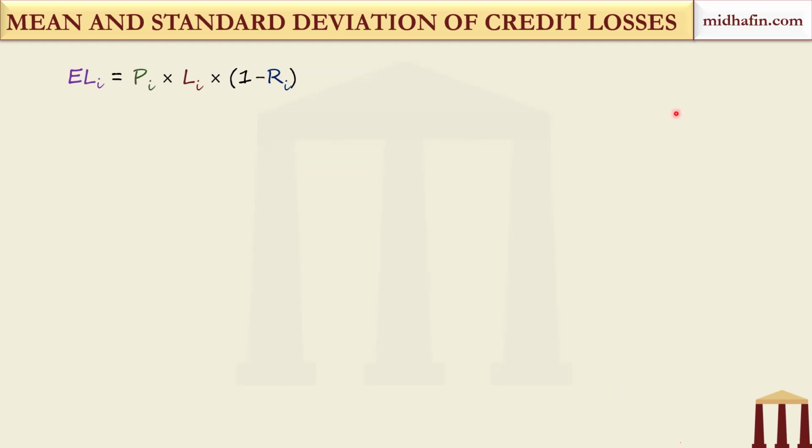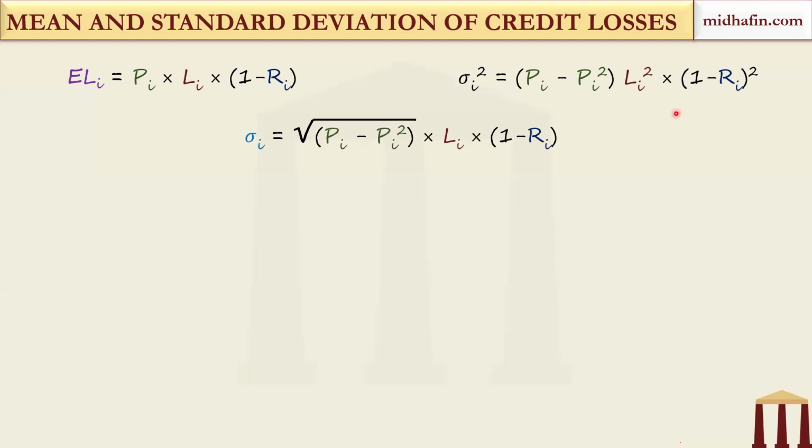Okay. So you have the standard deviation. Now, if we assume that all the PIs are same, LIs are same, and RIs are same for every loan, then of course sigma I will also be same for every loan because the three parameters are same. So that common sigma I will be this sigma: square root of P minus P square, multiplied by L multiplied by 1 minus R.